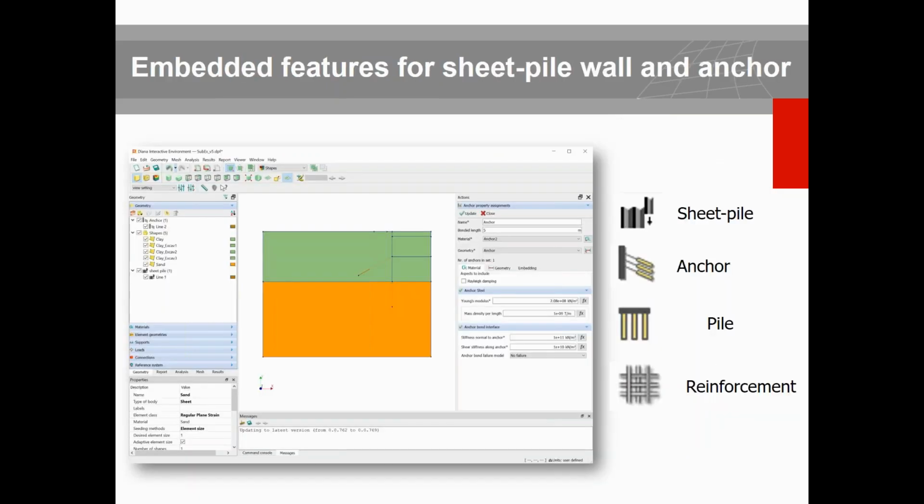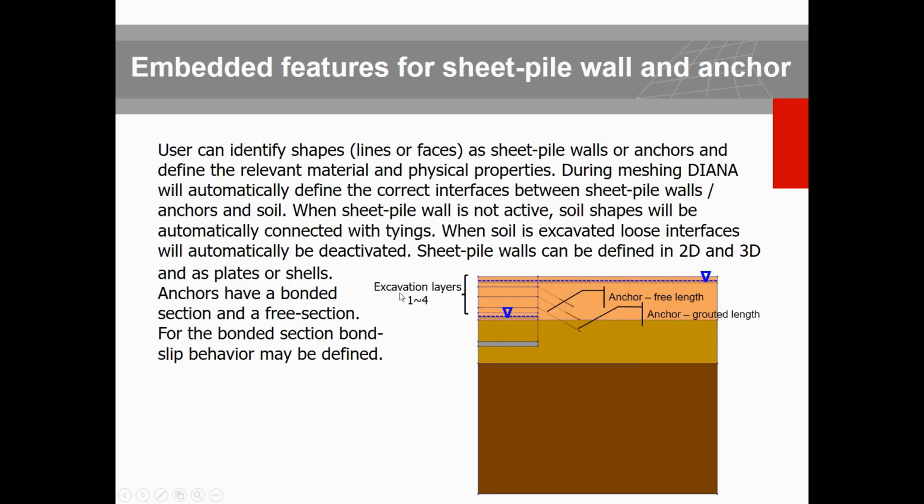And for sheet pile analysis, as I mentioned, we have a concept of embedded element. This embedded element is available for the reinforcement. For the pile elements, that means your pile can be defined wherever they are without any effect on the overall ground elements. And we have a concept of sheet pile and anchors that I'm going to talk about here.